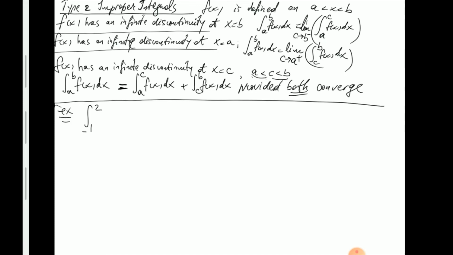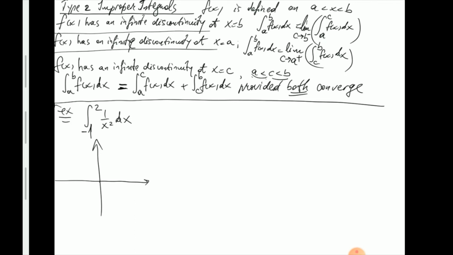No, excuse me, the integral from minus 1 to 2 of 1 over x squared dx. Now notice the interval of integration is minus 1 and 2. But x equals 0 belongs to this interval. If I were to sketch the function, there's a vertical asymptote at 0.